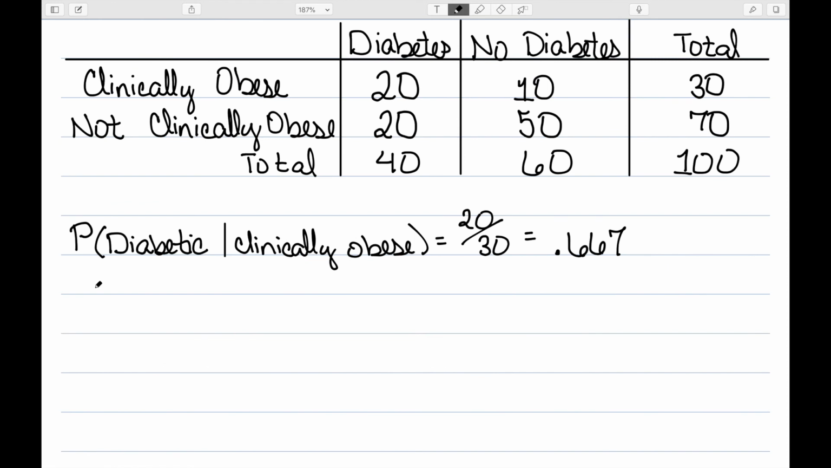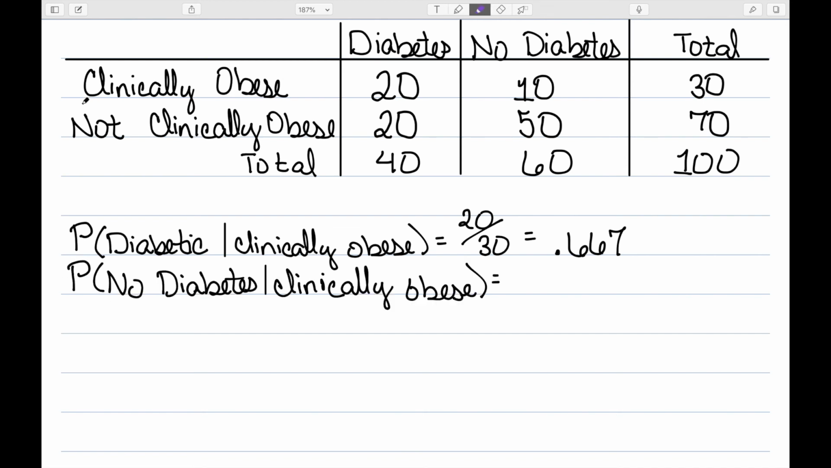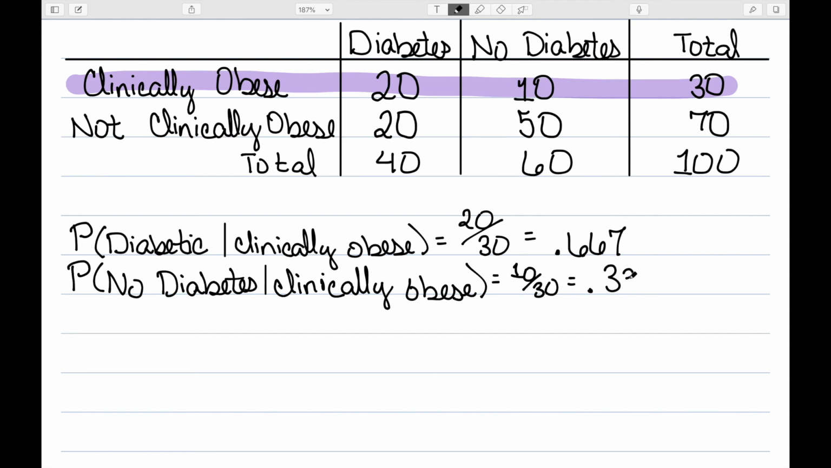For a conditional distribution, it's comprised of all of our conditional probabilities. We've started by assuming we knew the person was clinically obese. What's the chance they're diabetic? Now let's suppose we know they're clinically obese. What's the chance they're not diabetic? Well, once again, I already know this patient is clinically obese. There are 10 of these patients that do not have diabetes out of a total of 30. So it would be 0.333. So this would be my conditional distribution for clinically obese.